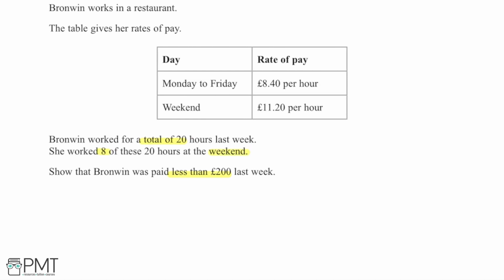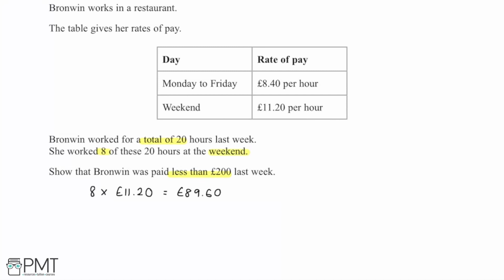So we're told that she worked 8 of these 20 hours at the weekend. So we can firstly work out how much she was paid by working at the weekend. So we can multiply 8 by the hourly rate for the weekend, which is £11.20. And that gives us an answer here of £89.60.